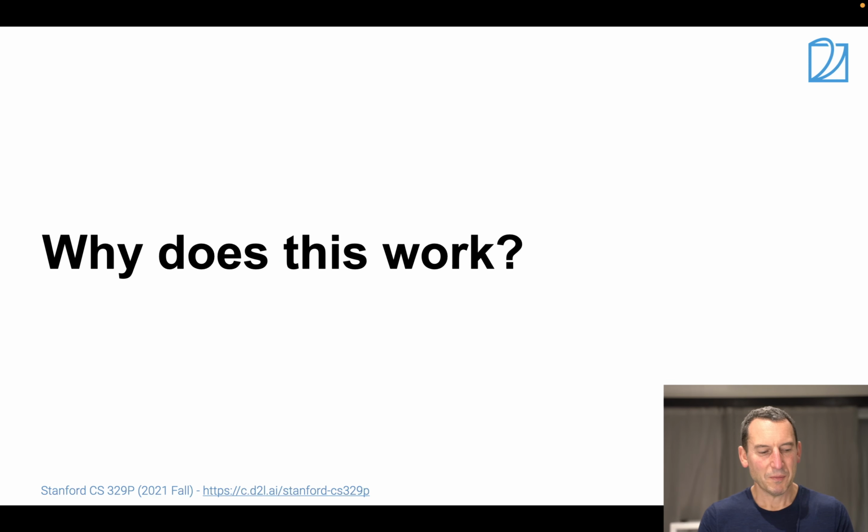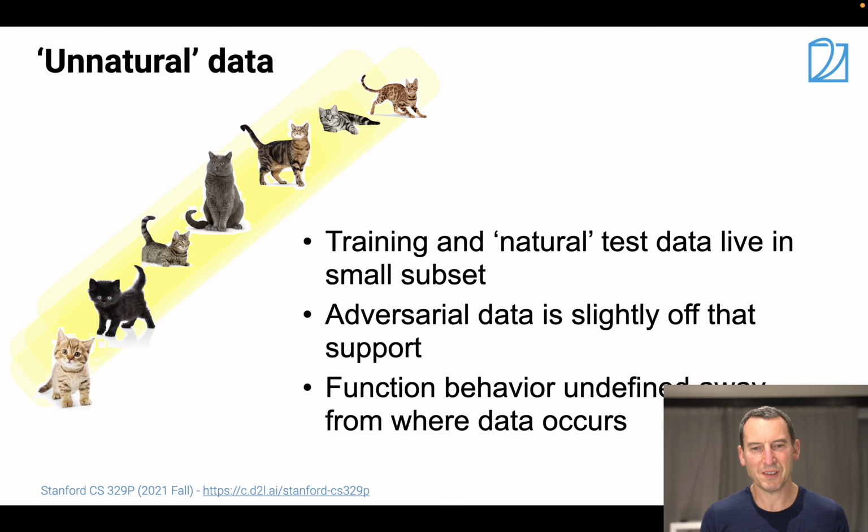Okay. But why does this actually work? Well, let's look at it again in the context of cats. Let's say this is our training data, and not just training data, but also natural test data. They live on some fairly small subset, some fairly small manifold, in the space of all the images. The goal is now to find some data that is slightly off that support. So we don't necessarily need anything here, but we probably want something nearby.